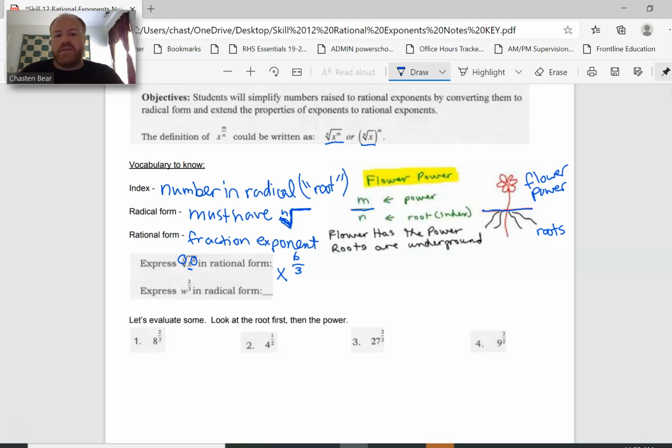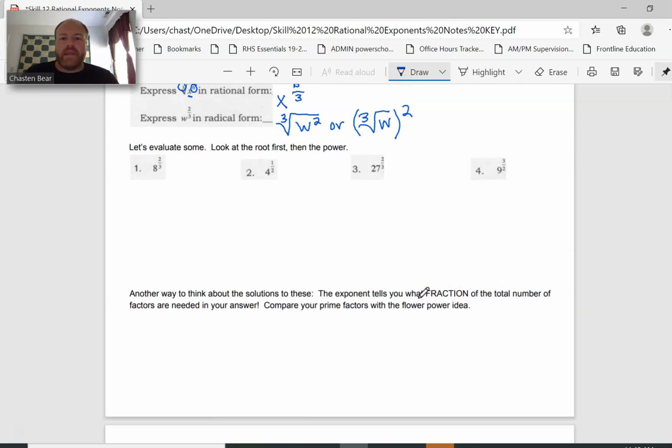And if I have w to the 2/3, and I write that in radical form, I need a radical symbol. W goes under the radical. I have a 2 as my power, so the 2 can go with the w. 3 is the denominator, and remember the denominator has the roots, so I'd put the 3 in the index spot. I could have also written this as the cube root of w, and then squared the whole thing. We'll talk about which form is more advantageous as we look at different examples. Now let's talk about evaluating some of these.